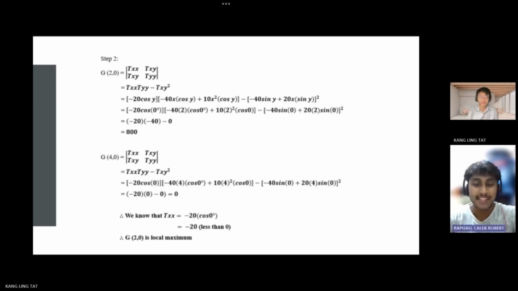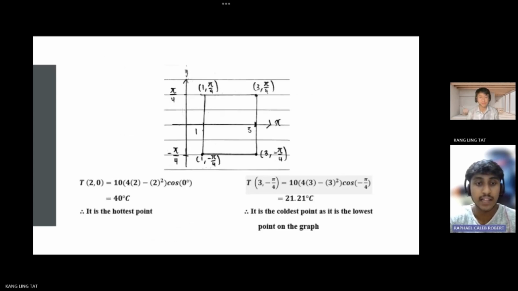We know that the second derivative of x is equal to negative 20, which is less than 0. Thus, with the value that we got for coordinates (2, 0), which is 800, we know that this is a local maximum point. As for the coordinate (4, 0), the value is 0. Thus, no conclusion can be made.